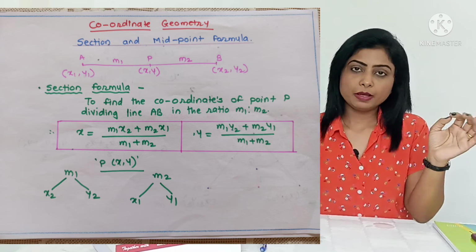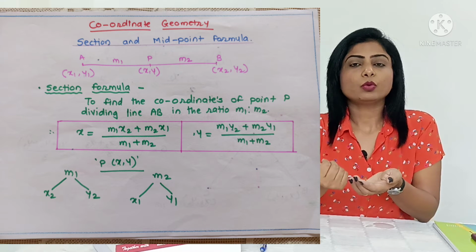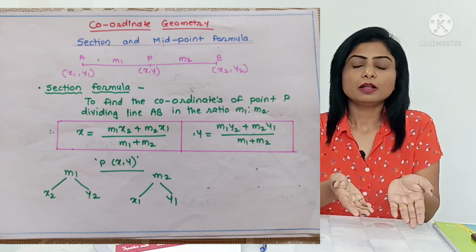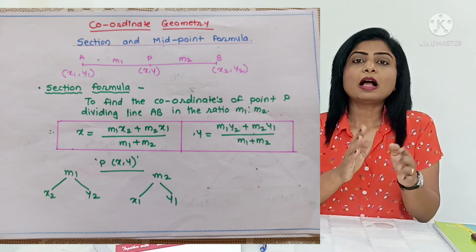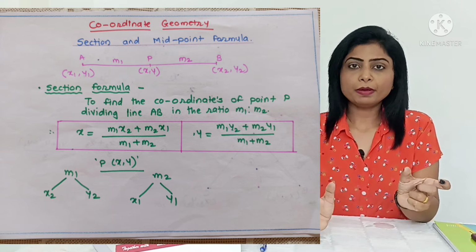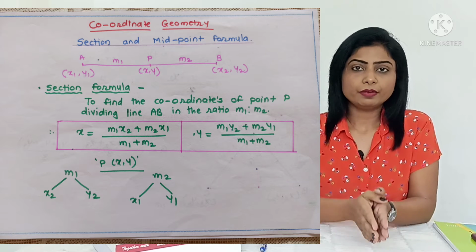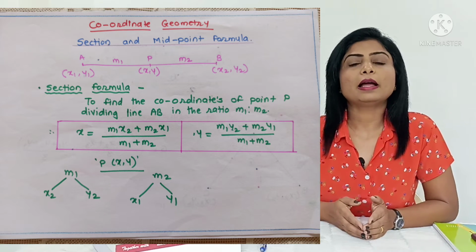Now let's come to the section and midpoint formula. Section formula, what does it say? If the line is AB and the point is P, A is having coordinates (x1, y1), B is having coordinates (x2, y2), P is (x, y). How can I get the coordinates of P? Now AP is to PB is m1 is to m2. That is the distance ratio between them. So what formula am I having?